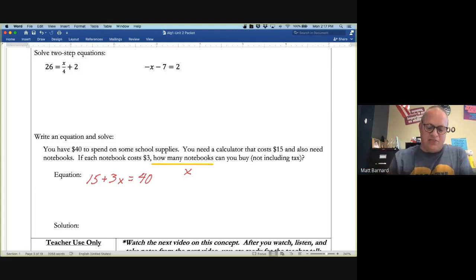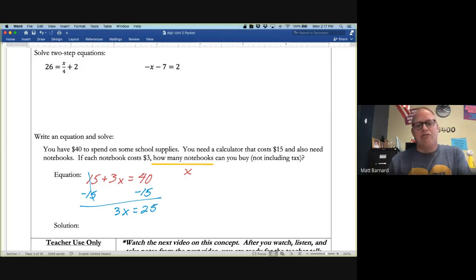So let's solve this. Again, we're not going to touch this positive 3x. Okay, that's going to stay put. That plus goes with the 3. So first thing we're going to do, what do you think? If you're thinking subtract 15, you are absolutely right. So this becomes 3x is equal to 25. Now, the inverse of multiplying by 3 is to divide by 3. So I'm left with, well, x is equal to 25 over 3.